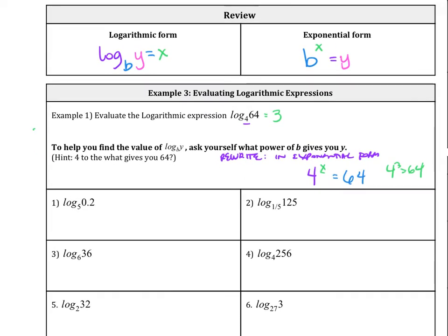So let's try another one. We have log base 5 of 0.2. Another way to write 0.2 is 2 over 10, and 2 over 10 is 1 over 5. So we're really looking at what's log base 5 of 1 over 5. So 5 to what power equals 1 over 5? It's in the denominator position, so I hope you see that x is -1. In order to get this, remember that 5 to the -1, you flip it, so it's 1 over 5, so that is true.